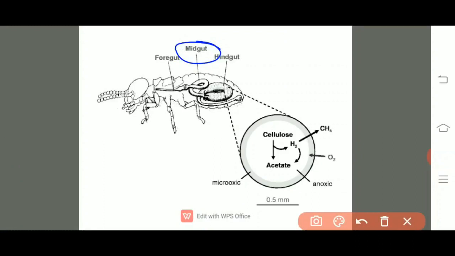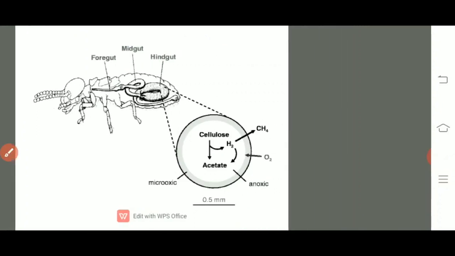And here about 100 species of bacteria are present. They are also helpful along with the Trichonympha protozoans. This is the digestion of cellulose in the termites.